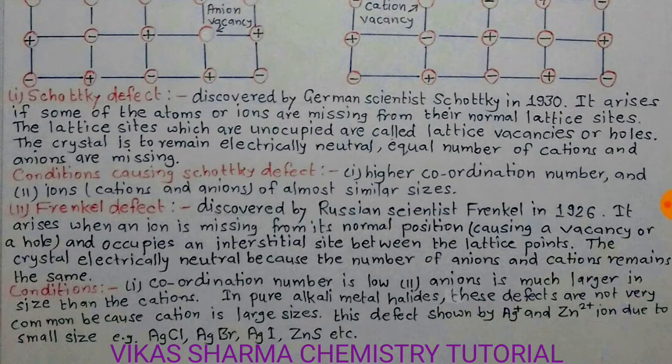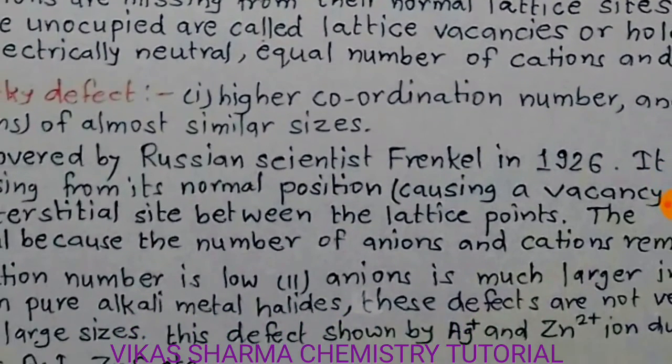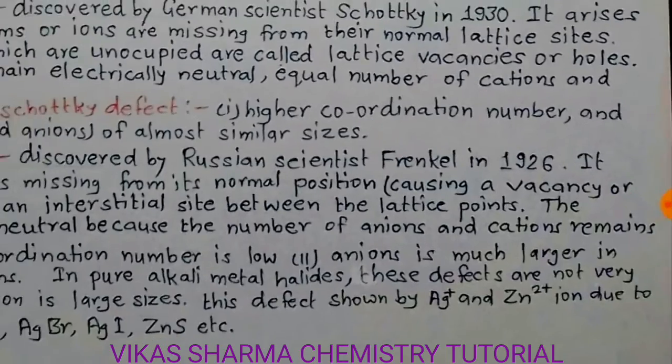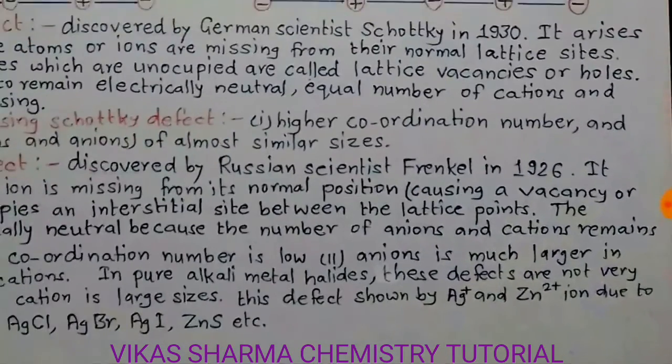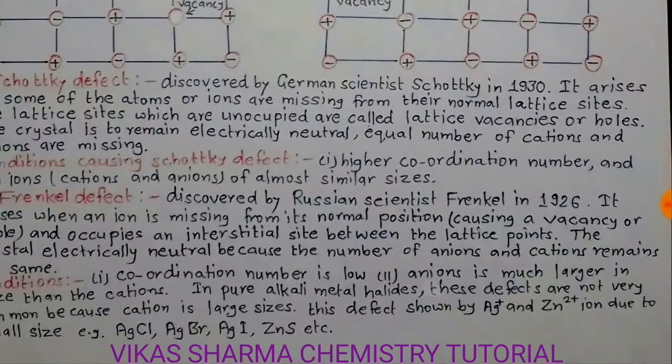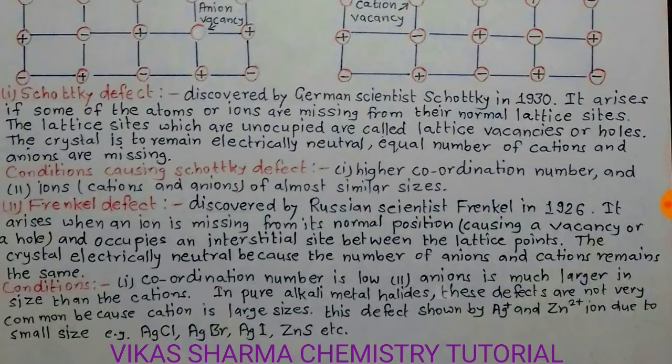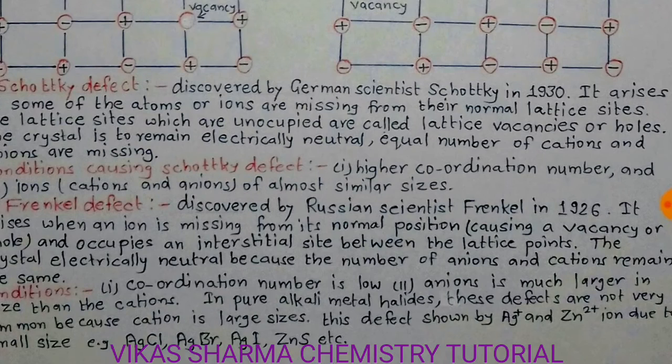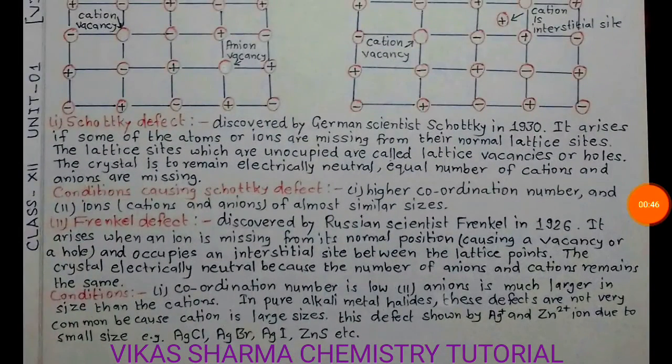In pure alkali metal halides, these defects are not very common because the cation is large in size. This defect is shown by silver ion and zinc ion due to their small size, meaning small-sized cations form Frenkel defects. Alkali metals do not form them, only the transition metals do, for example, silver chloride, silver bromide, silver iodide and zinc sulfide, etc.